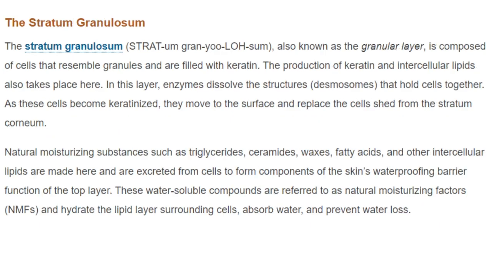The stratum granulosum. The stratum granulosum, also known as the granular layer, is composed of cells that resemble granules and are filled with keratin. The production of keratin and intercellular lipids also takes place here. In this layer, enzymes dissolve the structures, desmosomes, that hold cells together. As these cells become keratinized, they move to the surface and replace the cells shed from the stratum corneum.